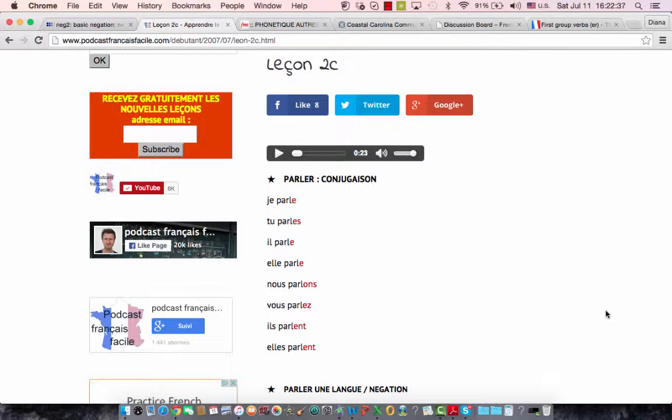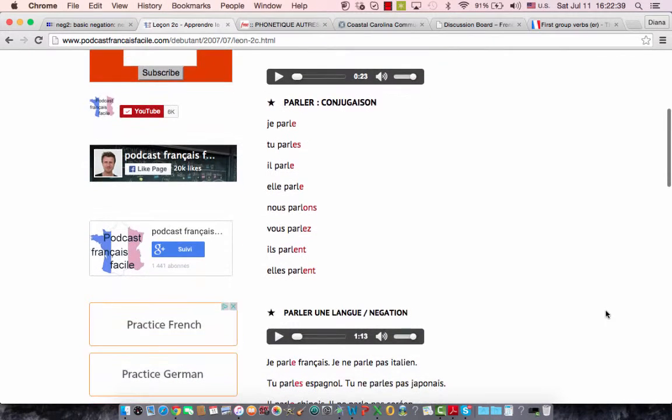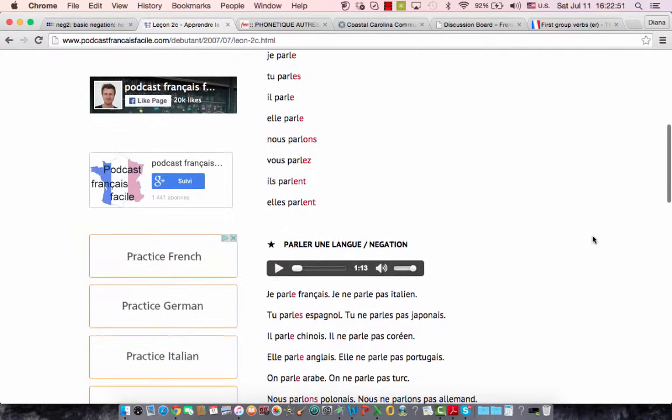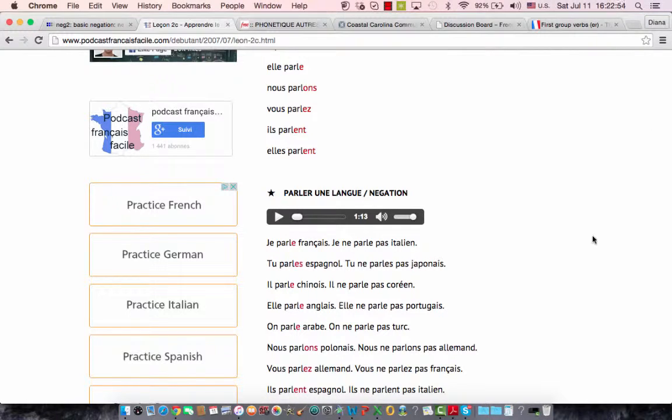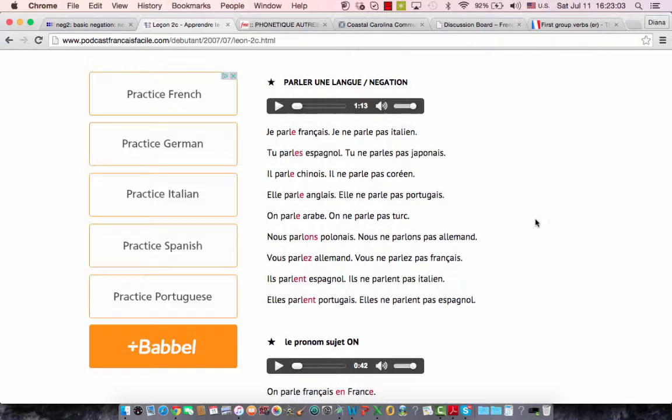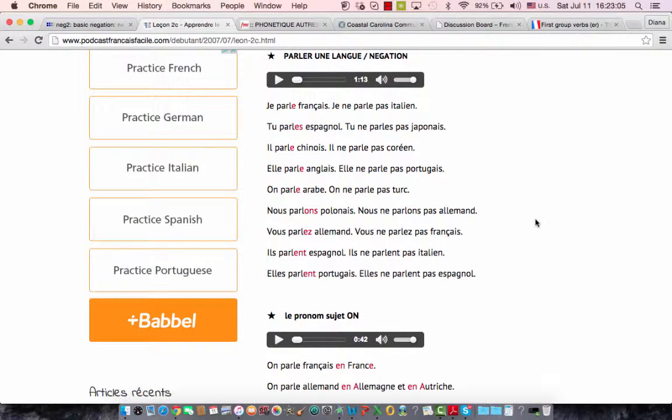They start with the verb parler, to talk, right? Since it's the first group verb, we should already be able to conjugate the verb parler. Je parle, tu parles, il parle, elle parle, nous parlons, vous parlez, ils parlent, elles parlent. Be careful, please do not pronounce ENT because it's a mute ending. In negative form, we will have je parle français, je ne parle pas italien.